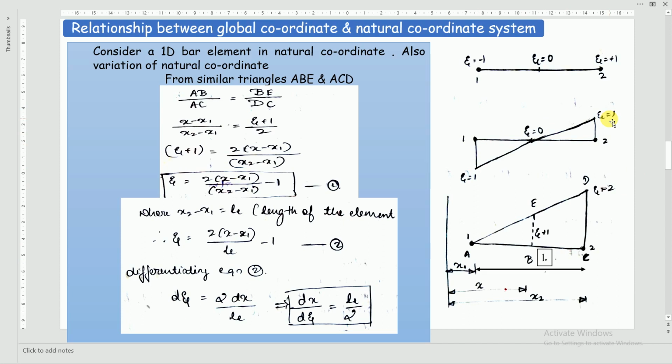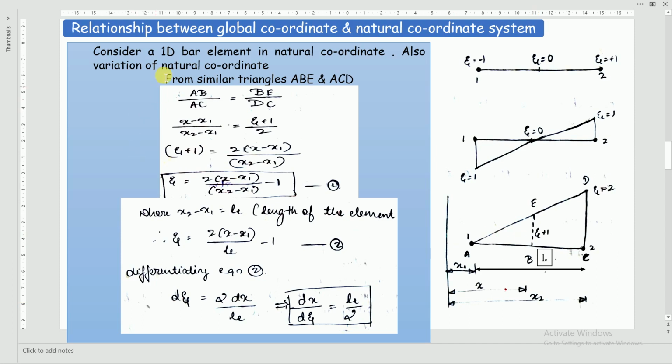Got it? Someone was asking a question. Sir, is that -1 or +1? Which one? This middle diagram? This is -1. Okay, sir. And this x1, x and x2 are nothing but your global coordinates.